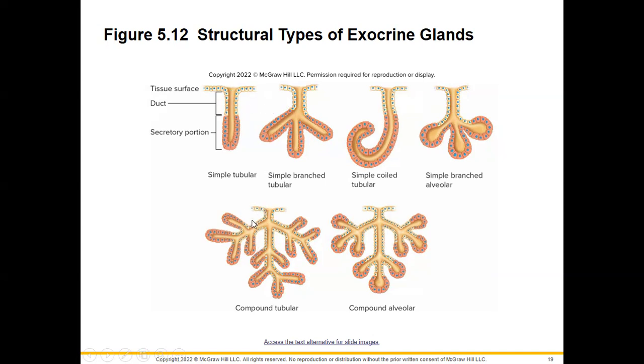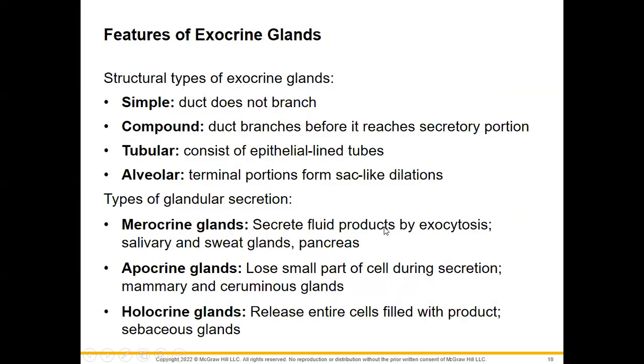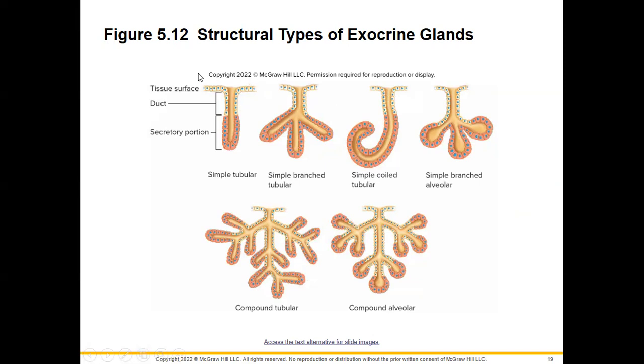Here, this duct has branched. This has 3 branches here. This has 3 branches here. This is compound. So let's go back. Compound is when the duct branches before it reaches the secretory portion. So this is the surface. This is the duct. This is the secretory portion. When the duct does not branch, it's called simple. When the duct does branch, it's called compound. Now, the secretory portion, depending on what it looks like, will have a different name.